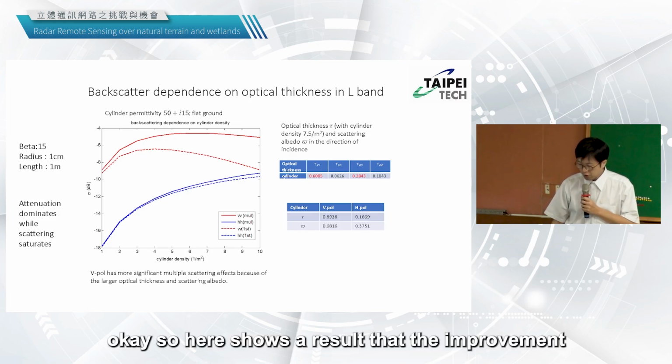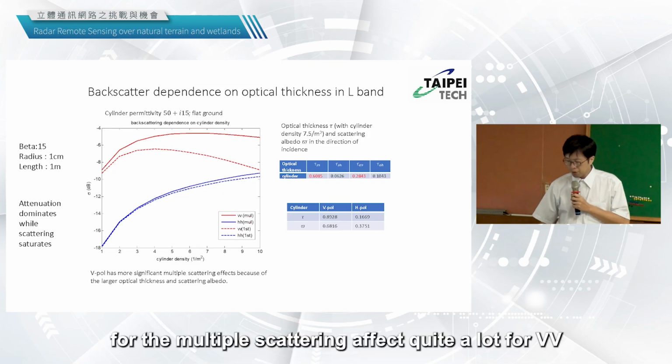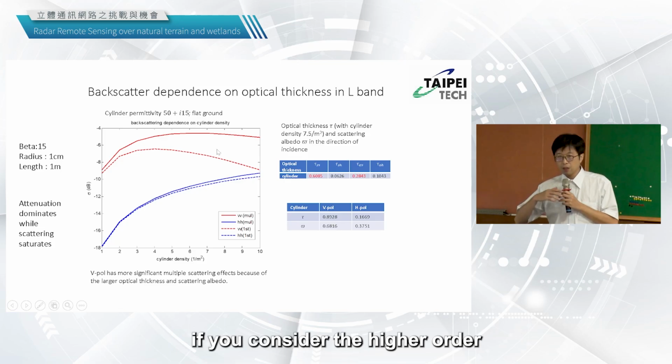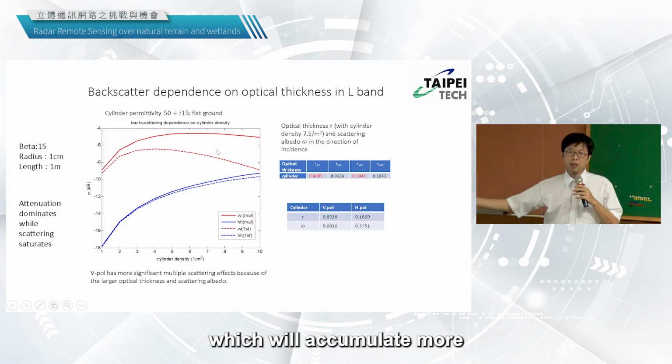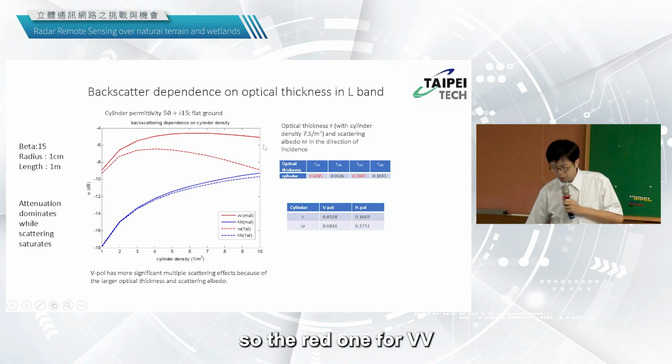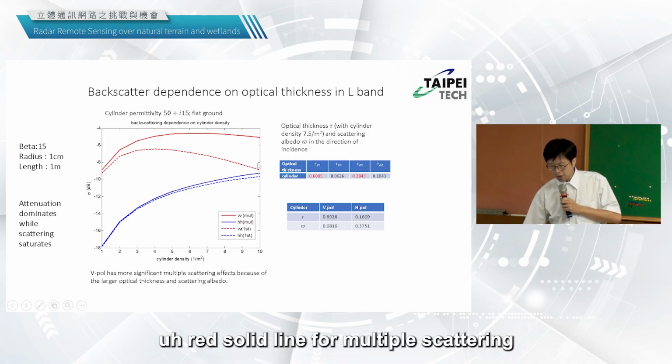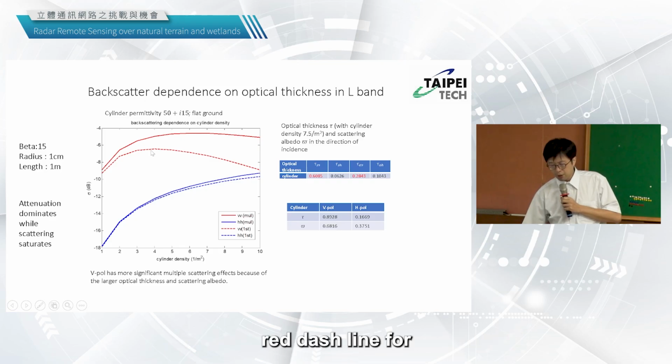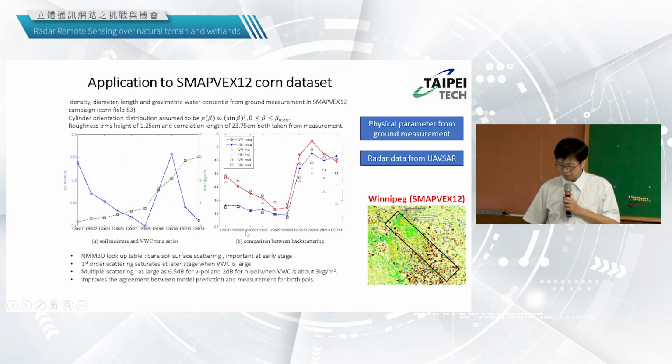Okay, so here shows a result that the multiple scattering improves quite a lot for VV if you consider the higher order, which will accumulate more higher order scattering power. So the red solid line is VV for multiple scattering, and the red dashed line is VV for just single scattering.